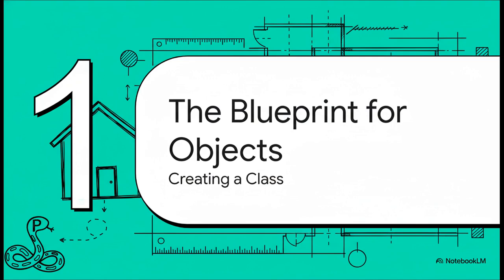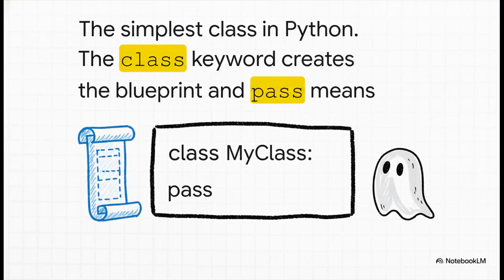Okay, enough with the analogies for a second. Let's get our hands dirty and actually write our very first blueprint. You're going to be surprised by how simple this is. And that's it. Seriously? This is a complete, 100% valid class in Python. The class keyword tells Python we're making a blueprint. We've decided to name it Point. And that pass keyword, it's just a placeholder. It literally means do nothing for now. So we've made a blueprint, but it's totally empty.